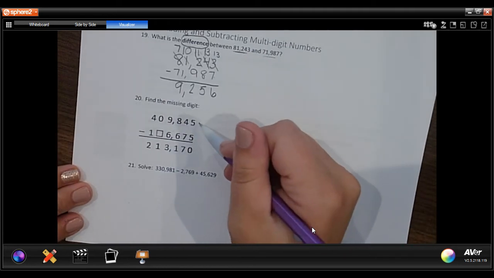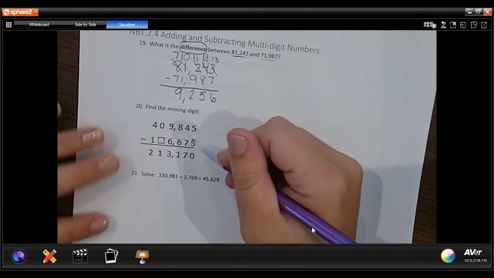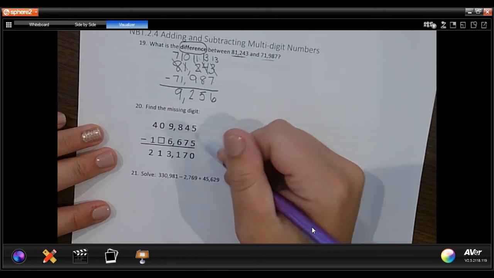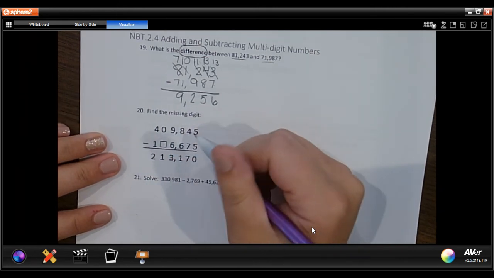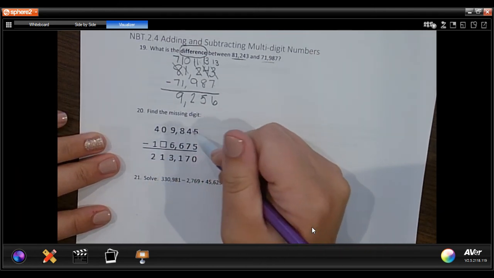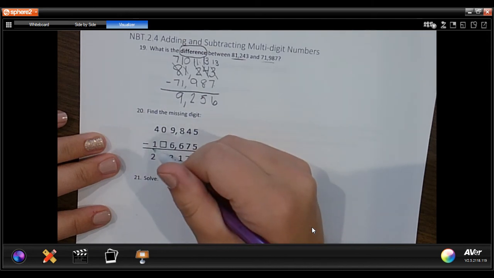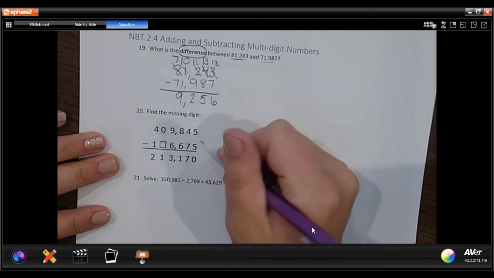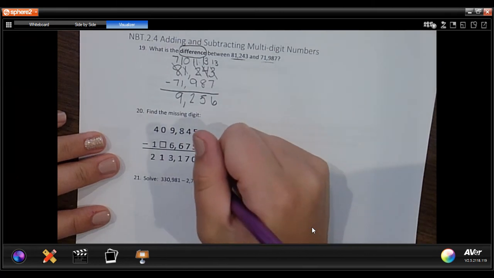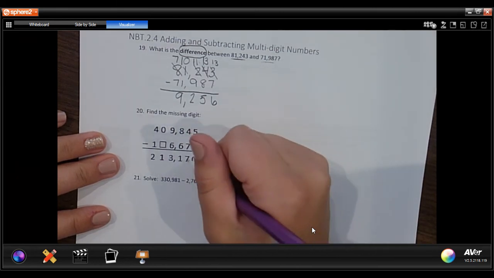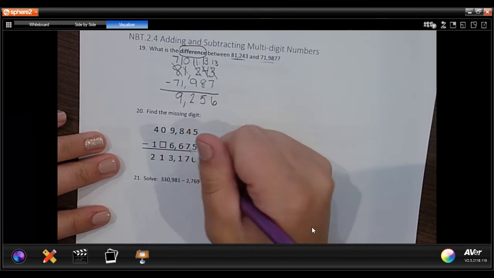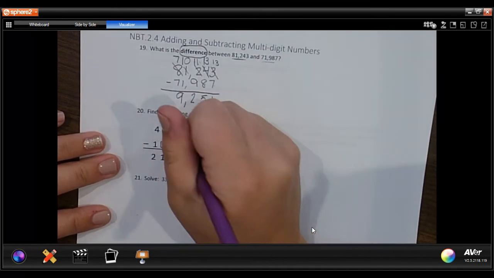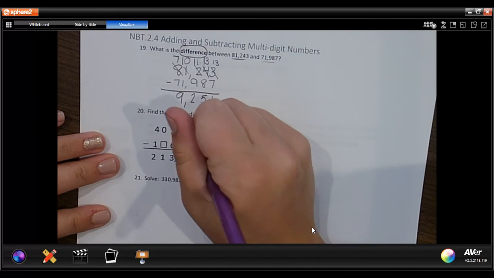Find the missing digit. To find the missing digit, I'm going to go through and start from the beginning, and I'm going to regroup as I need to as I go. So 409,845 minus 1 blank 6,675. 5 minus 5 is 0, no regrouping there. 4 minus 7 though, they got 7. And I can't take 7 away from 4, so I have to cross out the 8, make it a 7, cross out the 4, and make it a 14.